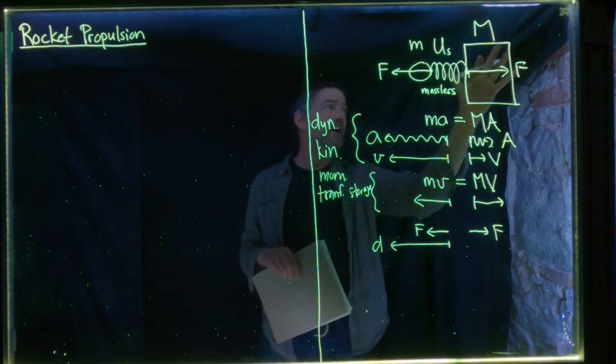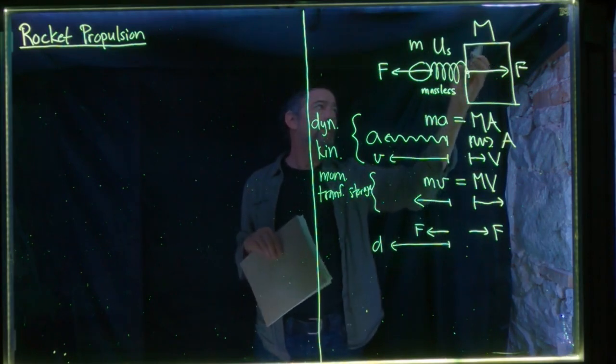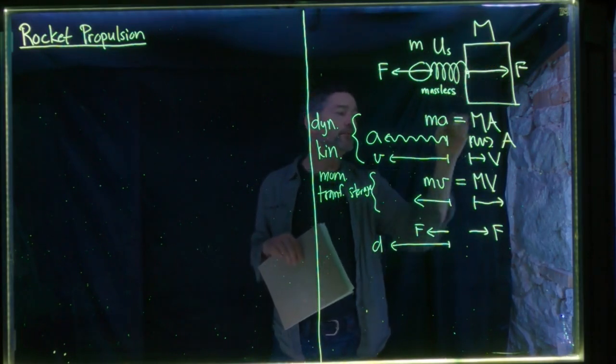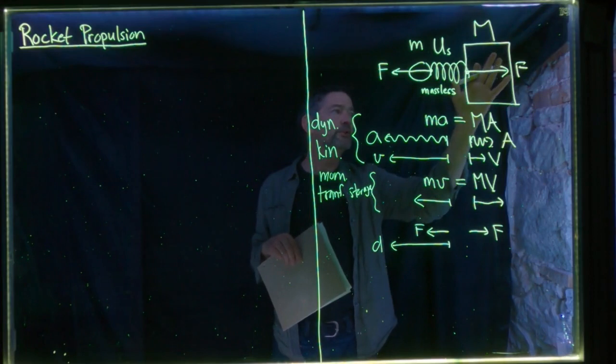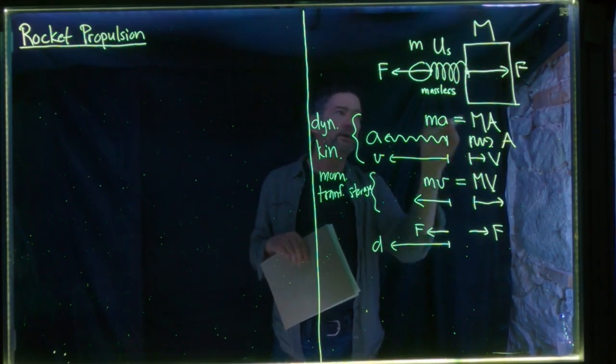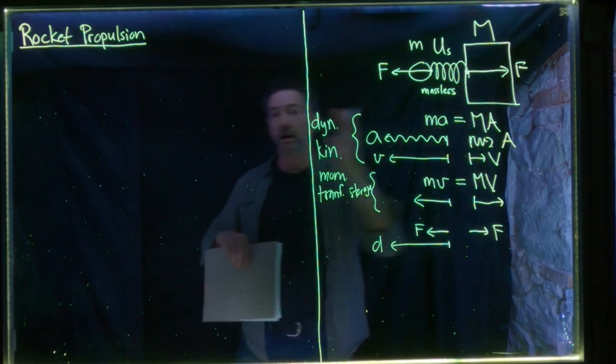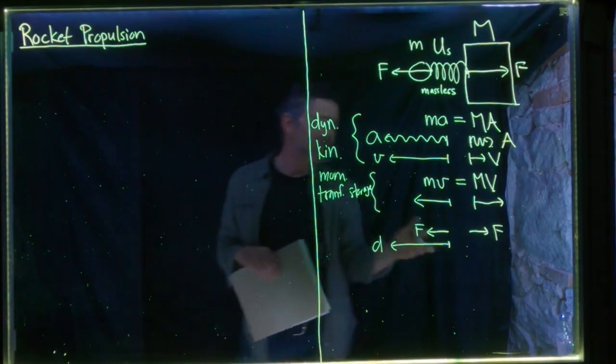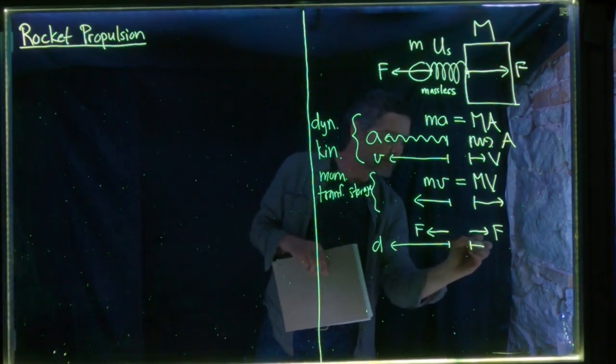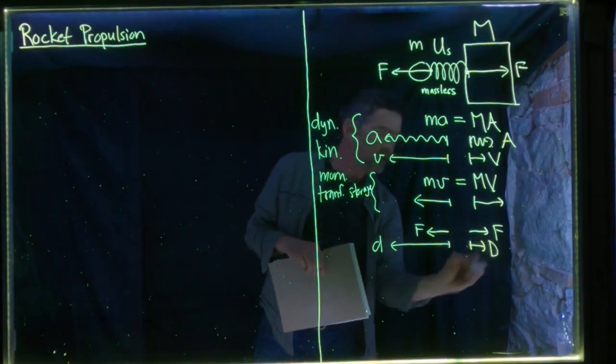At the same time, while that's happening, we have the boat and the rest of the cannonballs has a smaller acceleration, a smaller final velocity. Its displacement to the right, while I'm doing this, is going to be less. It'll be smaller. So it'll be like that.